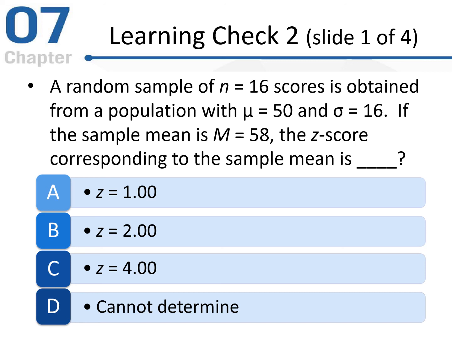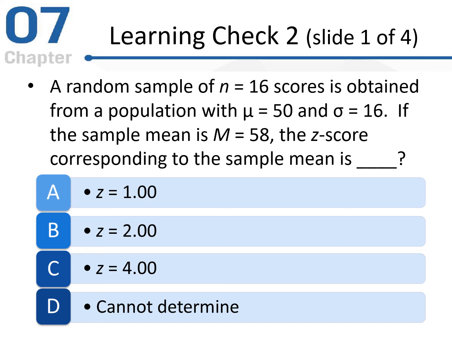Well, we can plug this in and convert the z-score. So z is equal to the sample mean, which is M, minus mu, divided by sigma over the square root of n. So z equals M minus mu over sigma divided by square root of n.